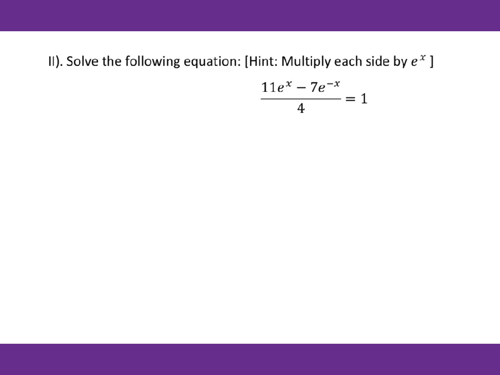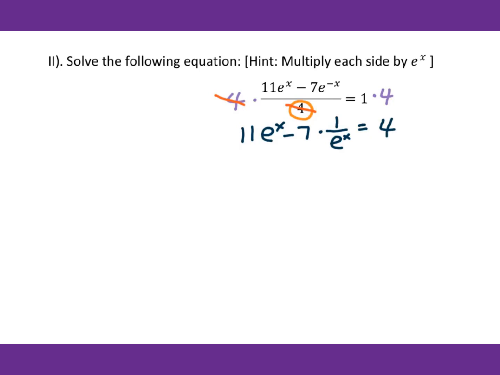For number 2, solve the following equation. First of all, for this equation, it has a denominator, so get rid of this denominator first. We multiply by 4. So we reduce. You will get 11e to the x power minus 7 e to the negative x. I change into positive exponents. That is 1 over e to the x power, equals 4.